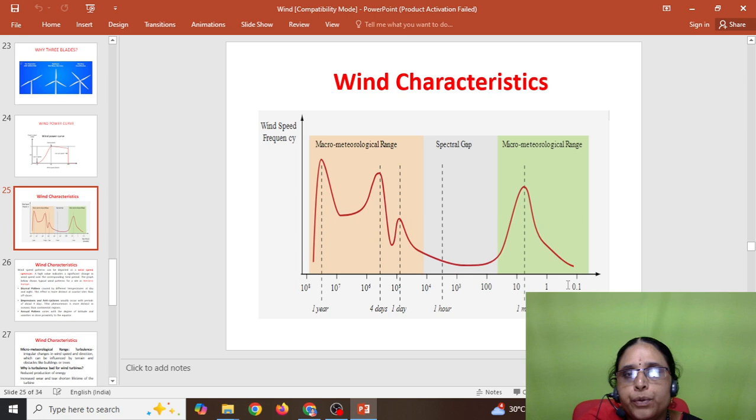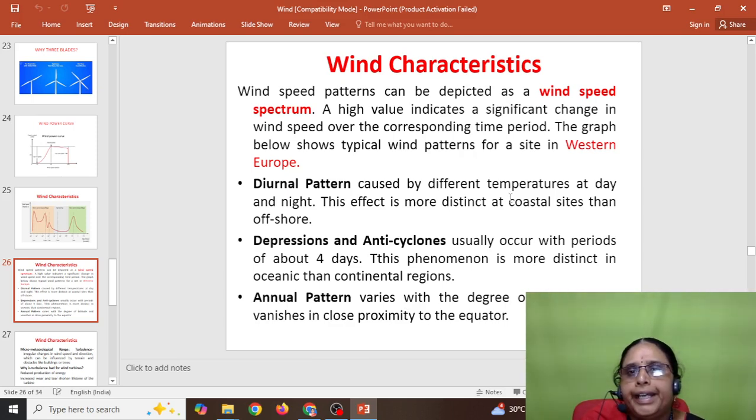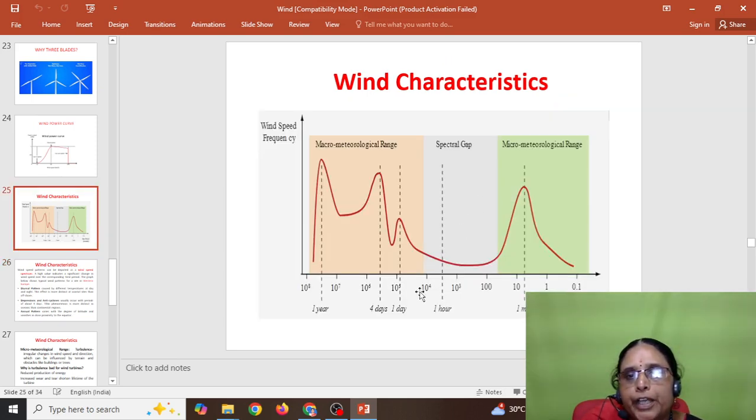In this diurnal pattern, due to the day-night effect, we had a diurnal pattern. One day wind pattern is diurnal, and 4 days is this. 1 year is called annual pattern, and 1 hour is spectral gap, and 1 minute is in micro meteorological. These are all in macro. Macro means which has diurnal, annual, and 4-day pattern. 1 hour is spectral pattern, and micro meteorological range has the 1 minute pattern.